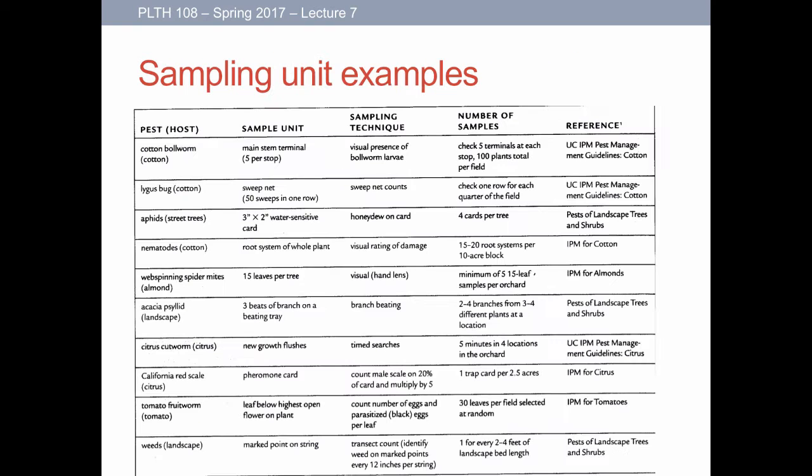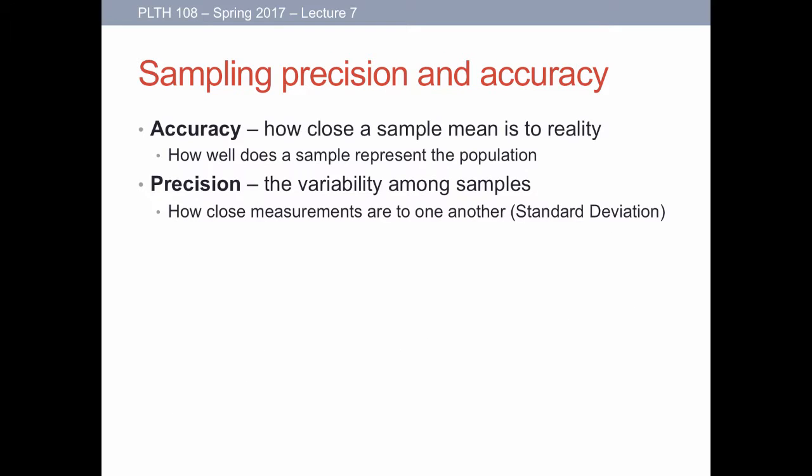All right. So here are just some examples of various sampling units. Again, you'll notice that they tend to be the things that we are actually collecting. So the number of sweeps for lygus bug. For aphids, it's the number of honeydew dots on a water-sensitive card, the number of citrus cutworms in new growth flushes. So the unit would be the growth flush, the card, the sweep.